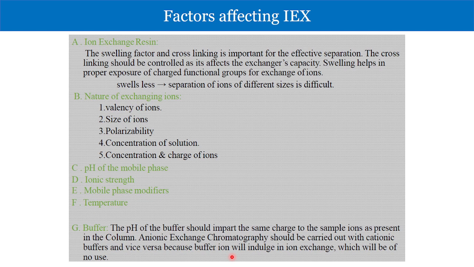So the pH of the buffer should impart some charge to the sample ions as present in the column. Like anionic exchange chromatography should be carried out with cationic buffers and vice versa, because buffer ions will indulge in ion exchange that will be of no use. So it will be just interfering and create more trouble. So we all know one concept, that when the pH of the buffer is less than the pI of the protein, your protein will be positively charged, and when the pH of the buffer is more than the pI of the protein, the protein will be negatively charged.